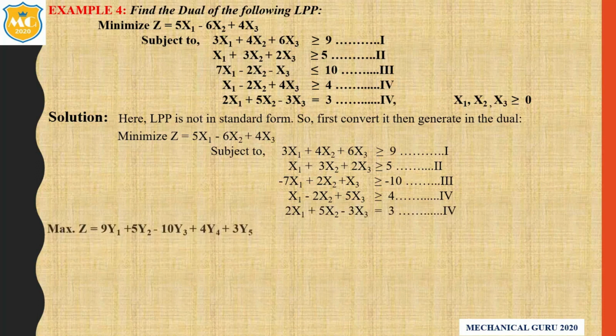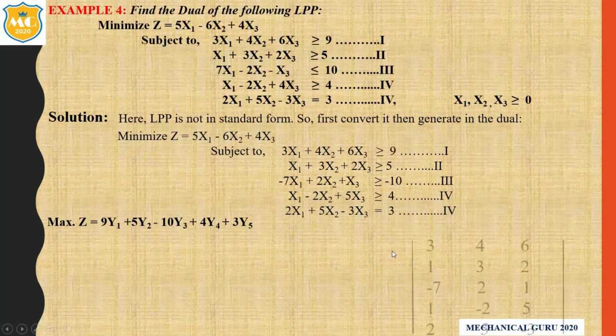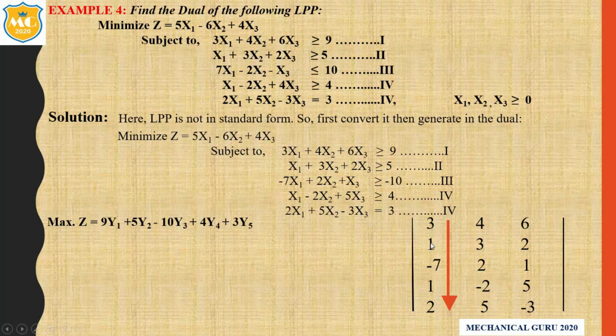So here we convert it: maximize z is equal to 9y1 plus 5y2 minus 10y3 plus 4y4 plus 3y5. Clear? Next we have to convert the matrix 3, 4, 6, 1, 3, 2, minus 7, 2, 1, 1, minus 2, 5, 2, 5, minus 3. So the first equation 3y1 plus y2 minus 7y3 plus y4 plus 2y5.